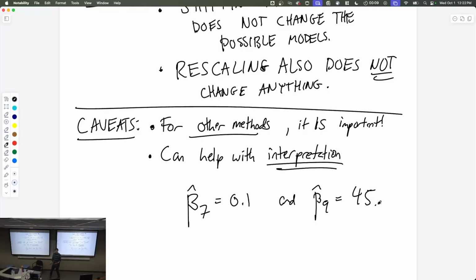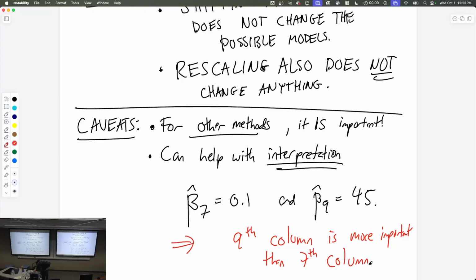And then they say, 45 is a bigger number than 0.1, and therefore the ninth entry, the ninth column, must be more important than the seventh column. So therefore, the ninth column is more important than the seventh column. Okay, so this is an example of somebody thinking about their data. This conclusion is incorrect.